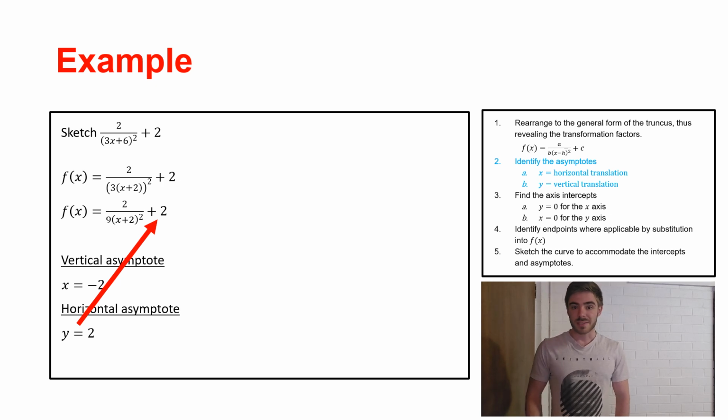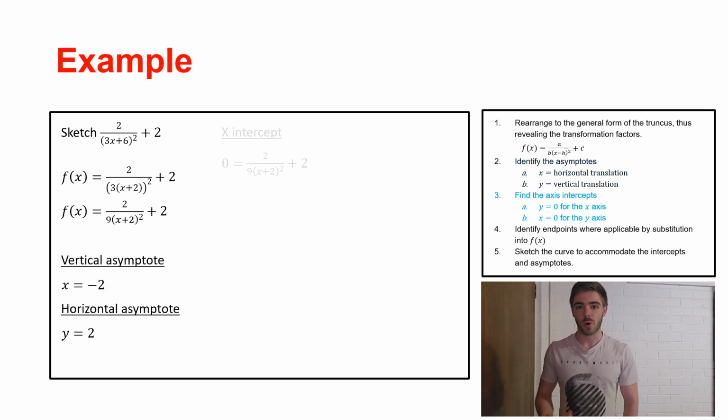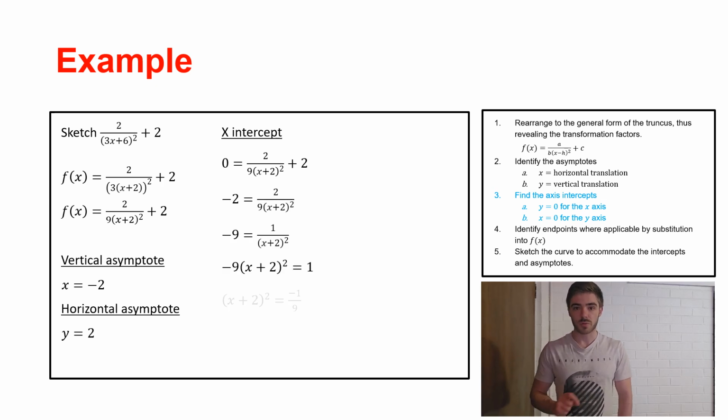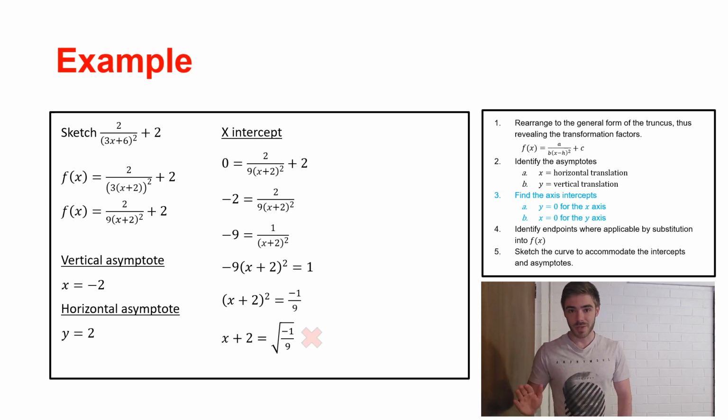Now we move on to solving the axes intercepts. When it comes to the x-intercepts, we start by subbing in y equals 0 and then rearranging. In this case, it's going to require us to square root both sides of an equation. You might notice that we just tried to square root a negative number. That's your indicator to realize that this truncus has no x-axis intercepts. Oddly enough, it's pretty common for a truncus to not have x-intercepts. In fact, the default truncus has no intercepts at all.